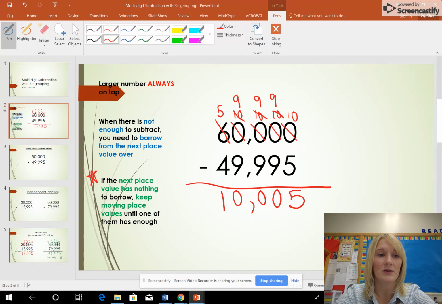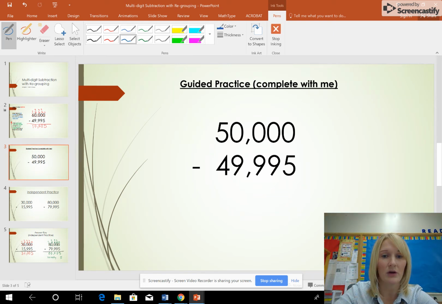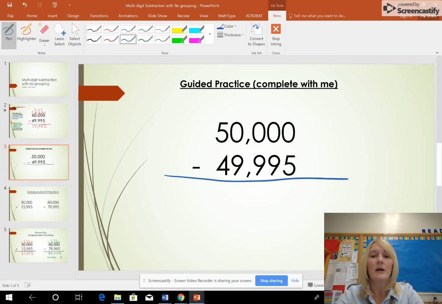Okay, so now you are going to try this one with me. This will be in your math notebook. It should be glued in by now. If it's not, pause the video and make sure that you get this glued in now. This is the guided practice. You're going to complete this one with me. You can pause the video at any time if I'm moving too fast. I'm going to choose a different color, draw my line, and here we go.